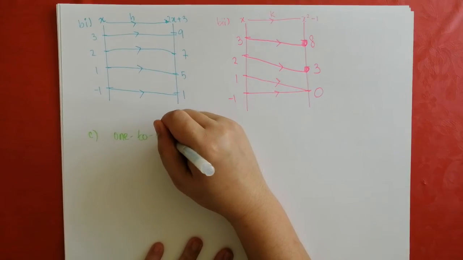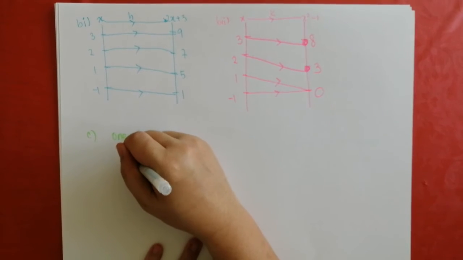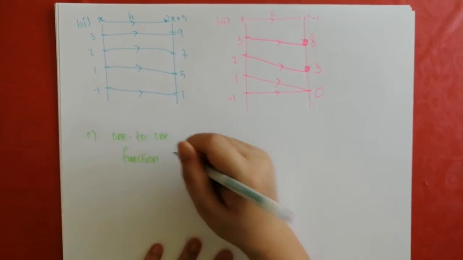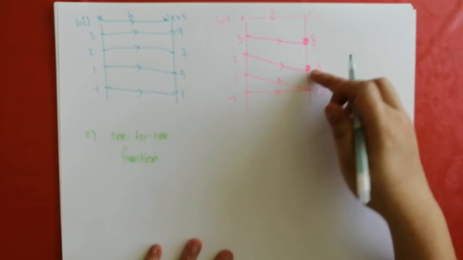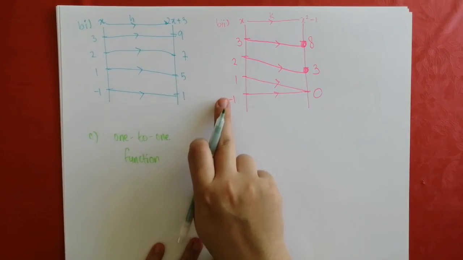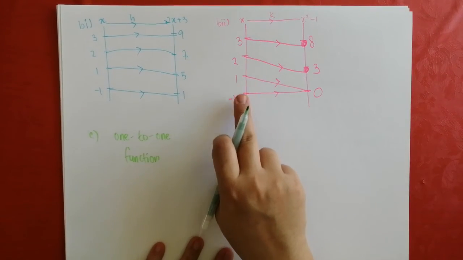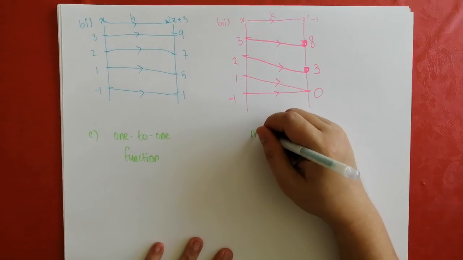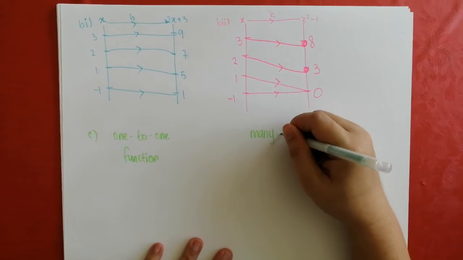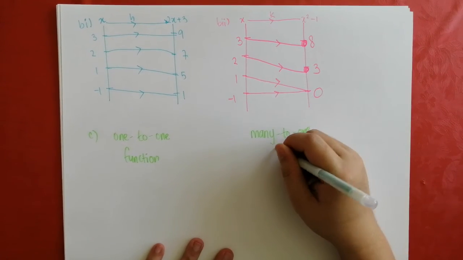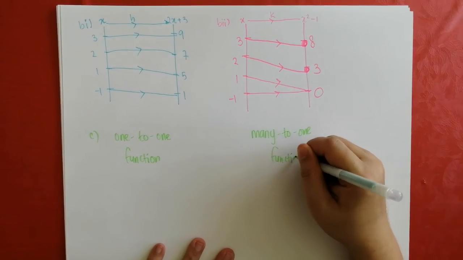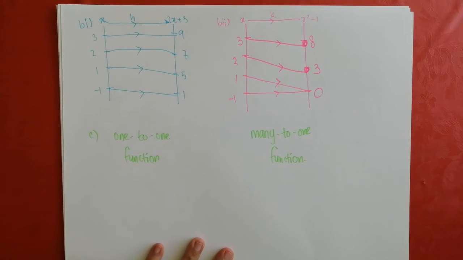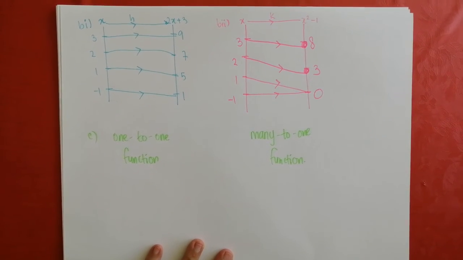Okay, what about function k? If you look, it looks like it's a one-to-one, but when you look at object 1 and negative 1, we have two objects mapped to the same image. So it's no longer a one-to-one, but it will be a many-to-one function. Right? So that is the end of example 3.